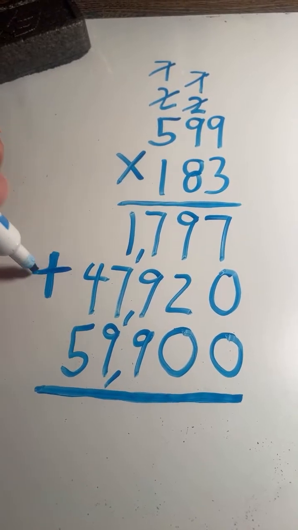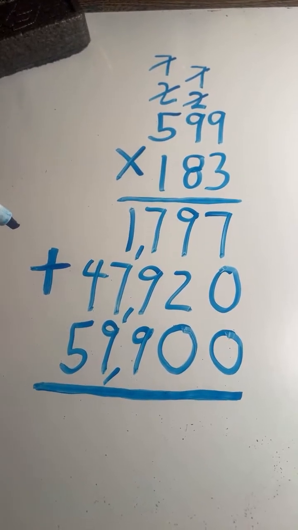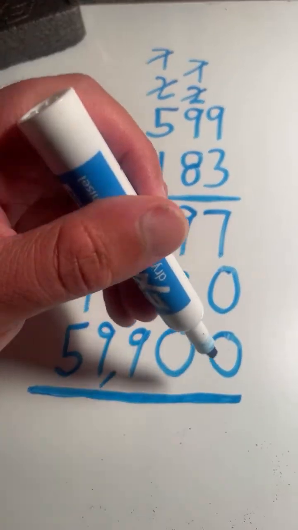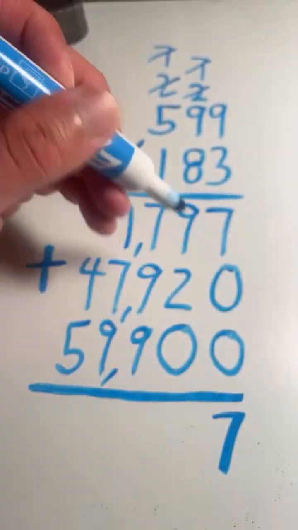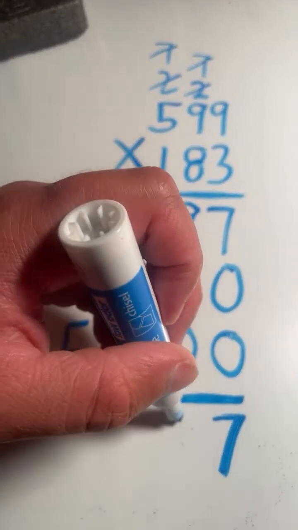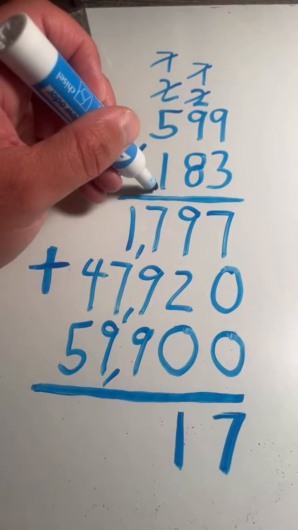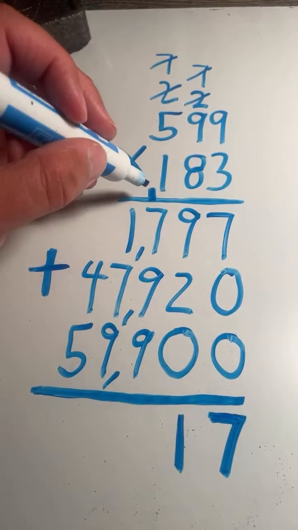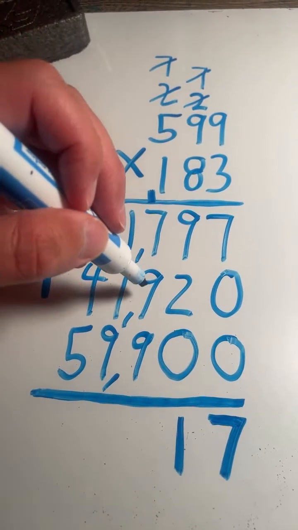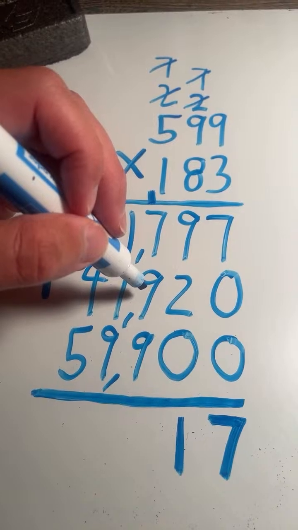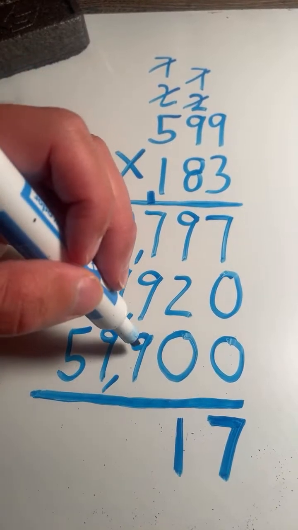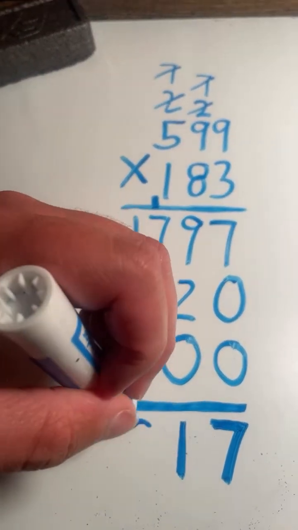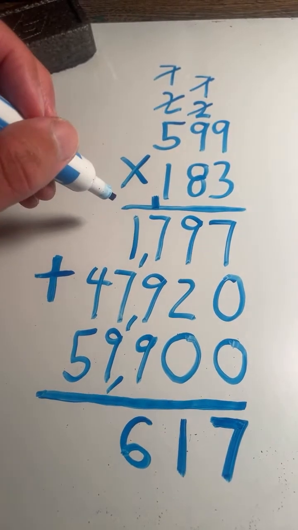Now to finish up this problem, we have to add these 3 numbers together. 7 plus 0 equals 7. 9 plus 2 plus 0 equals 11. 1, carry the 1. 1 plus 7 equals 8, plus 9 equals 17, plus 9 again equals 26. 6, carry the 2.